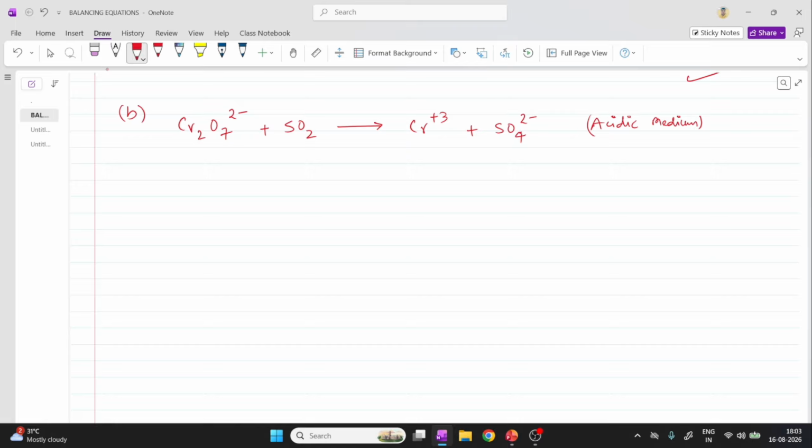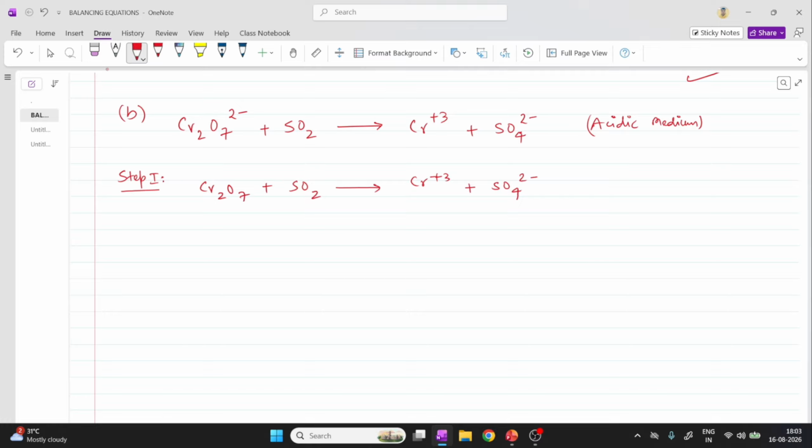So now I'm not writing the steps in full, only in brief. Step 1 again is identifying the species undergoing reduction and oxidation and finding the oxidation numbers. So this is Cr2O7 2- plus SO2. It gives Cr3+ plus SO4 2-.